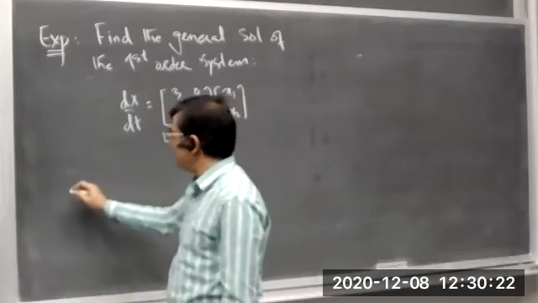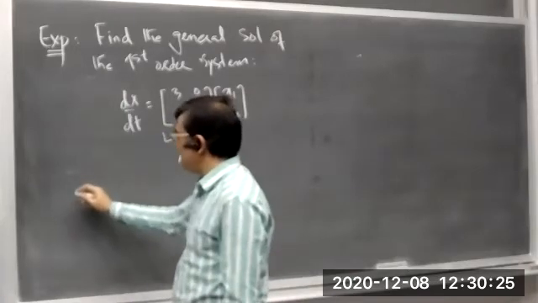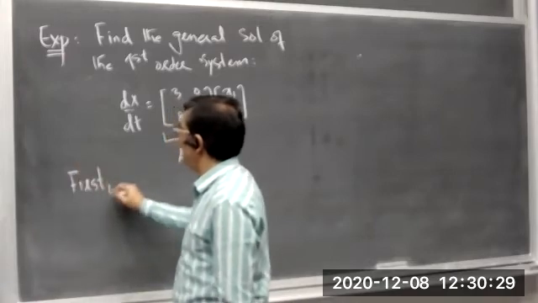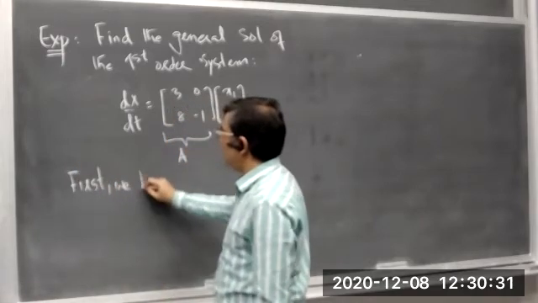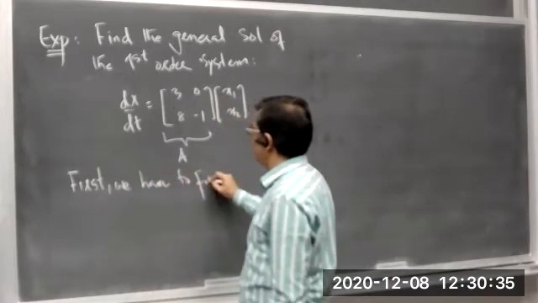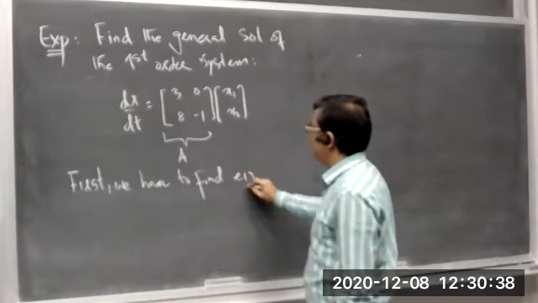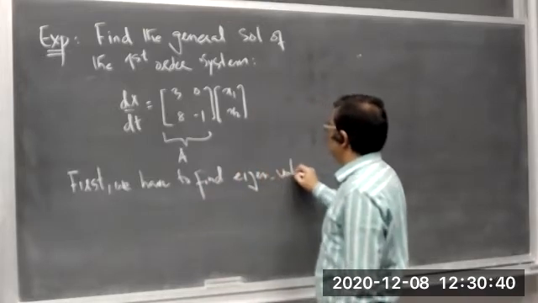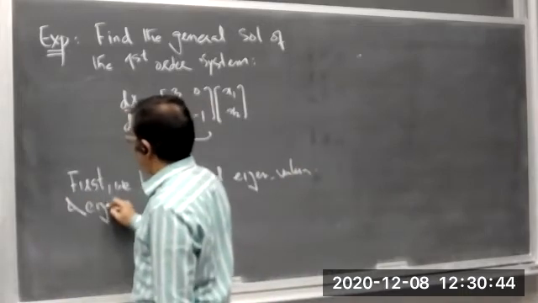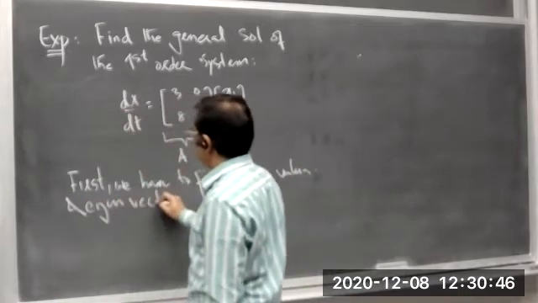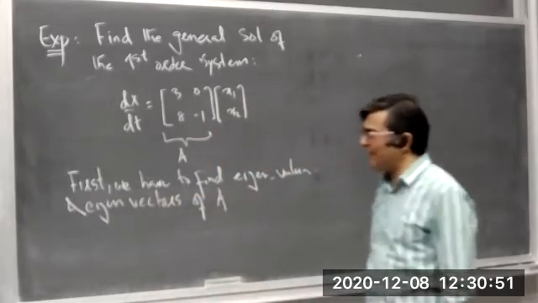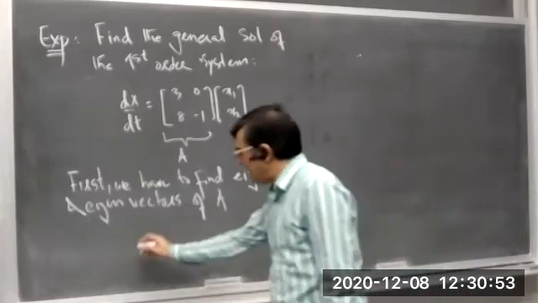First we have to find its eigenvalues and eigenvectors, the eigenvalues and eigenvectors of the matrix A, of the coefficient matrix A. How can we find them?